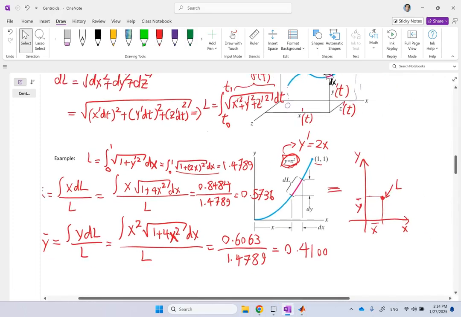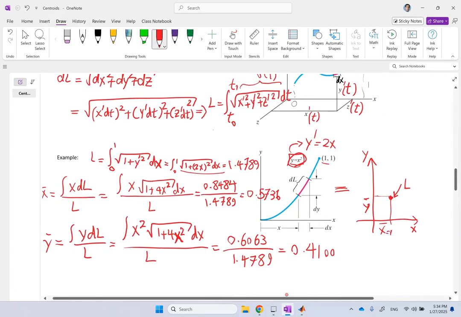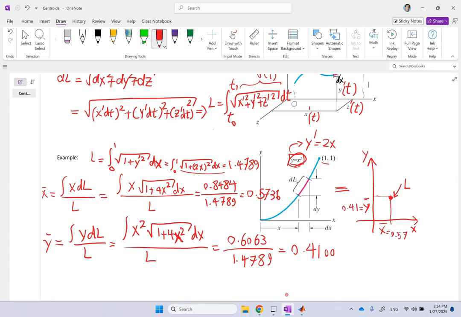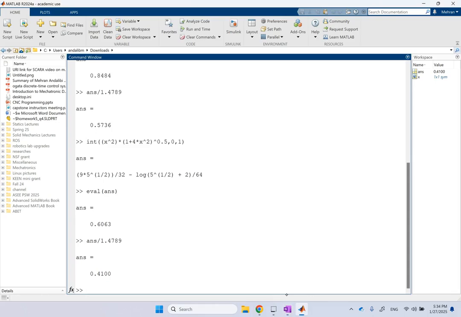So the location is 0.57 and 0.41. This is the centroid of that curve. Now, one question I have for you. Do you think this point is on the curve? In other words, if I square this number, x bar, is that equal to y bar? Let's see. If I square it, would I get 0.41? You see, I don't. Should I? No, absolutely not.